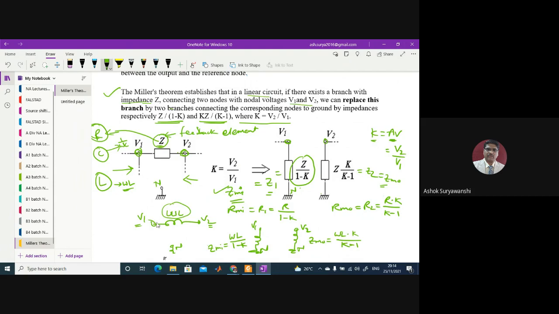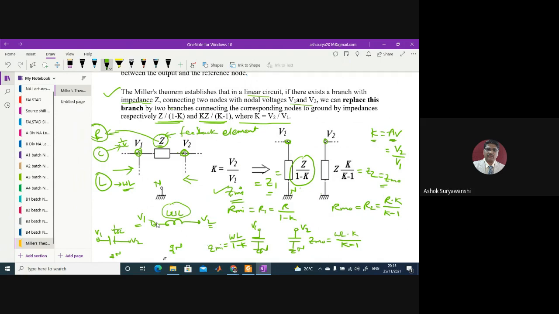Similarly, if there is a capacitance between input and output, and there is a reference in that amplifier as N, then 1 upon omega C is the reactance of the capacitance between the input and output node. That can be simplified using Miller's theorem. The capacitor between input and output can be divided into two elements. One element will be between the input node and the ground, and the other element between the output node and the ground.